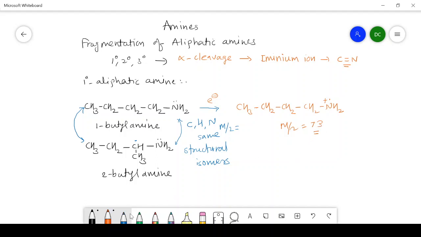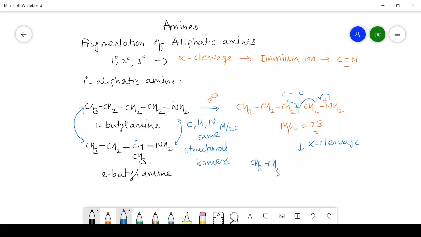Now, when 1-butylamine undergoes alpha cleavage, what will happen? In alpha cleavage, the bond next to nitrogen, which is a carbon-carbon bond, breaks. Here, this is the carbon-carbon bond next to the nitrogen. In alpha cleavage, this carbon-carbon bond is going to break, and after breaking, one electron is transferred to this bond and combines with the single electron on the nitrogen.